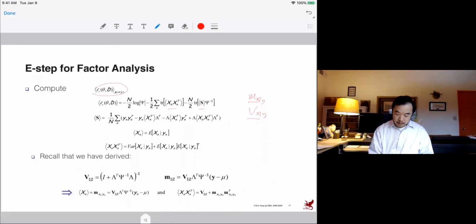Okay, so once we have now the expectation, thanks to our derivation in here, we can basically plug this into the E step, so that this expected complete likelihood is no longer a random variable.